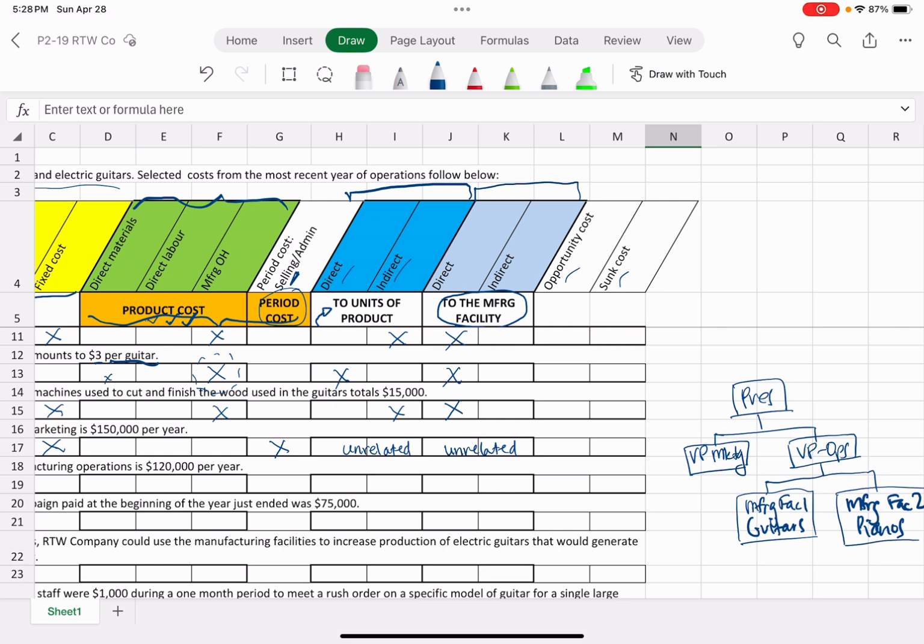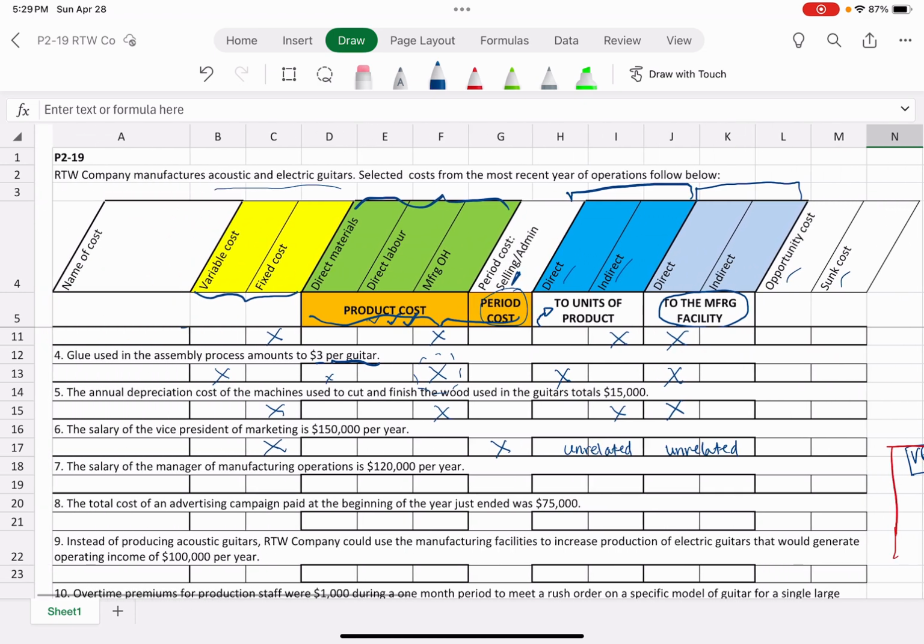So the VP marketing, our cost object for the manufacturing facility would be anything that happens under this box. The VP marketing is just not related. It's just really far away. Their span of control is over here, just not related. Okay, so let's go back.